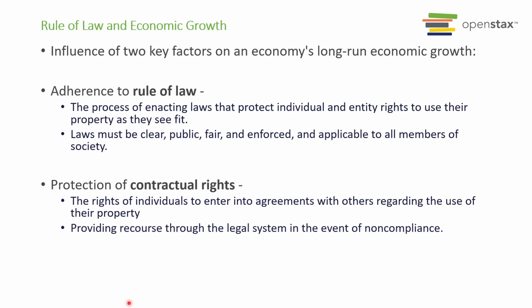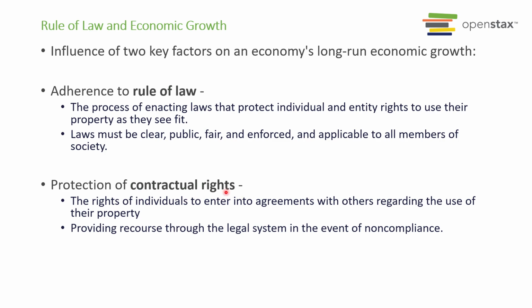Okay, so when we're talking about economic growth, we need to understand what are some of the necessary requirements to have growth occur. And so if you peel all the layers of the onion away, all of the steam engines, all of those other inventions, you really can't have innovation and inventions unless you have these two characteristics here, or these two institutions. One is the adherence to the rule of law, and the other is the protection of contractual rights.